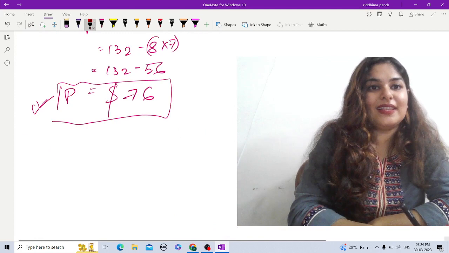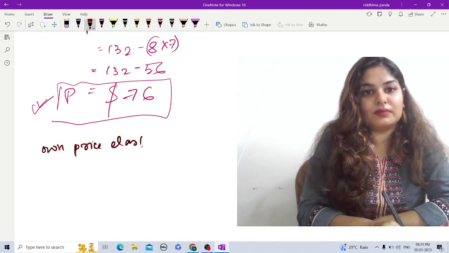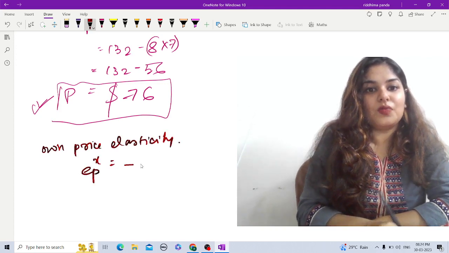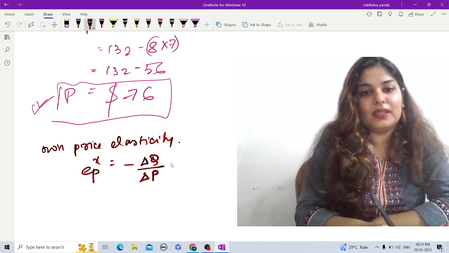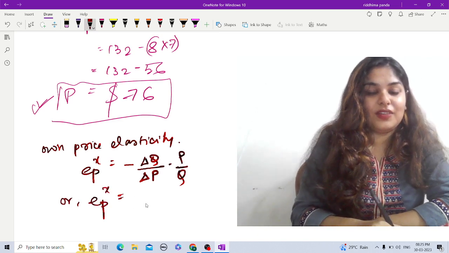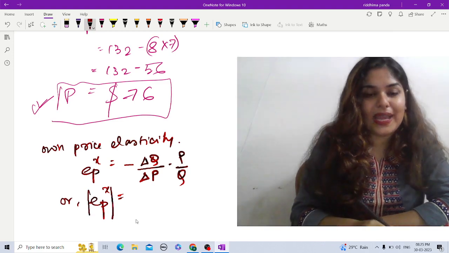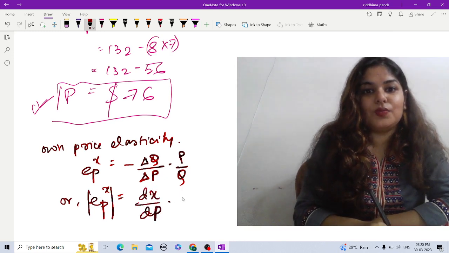So what is own price elasticity? Own price elasticity EPX is equal to minus of delta Q by delta P into P by Q, or since this is for x and we are going to use derivative, if I take the modulus of the value, then I will not consider the minus value. So the mod of EPX will be dx by dp into P by x.